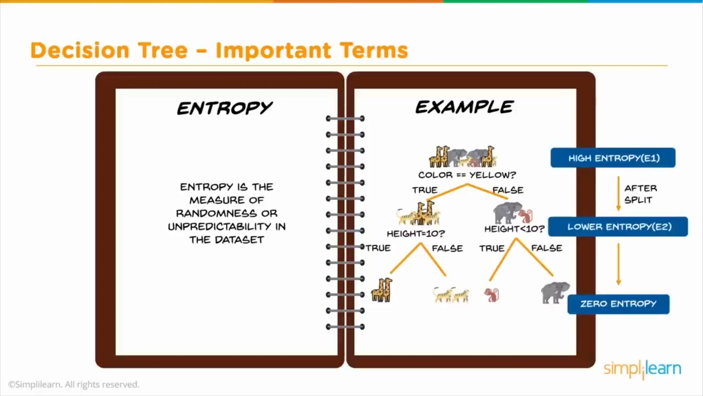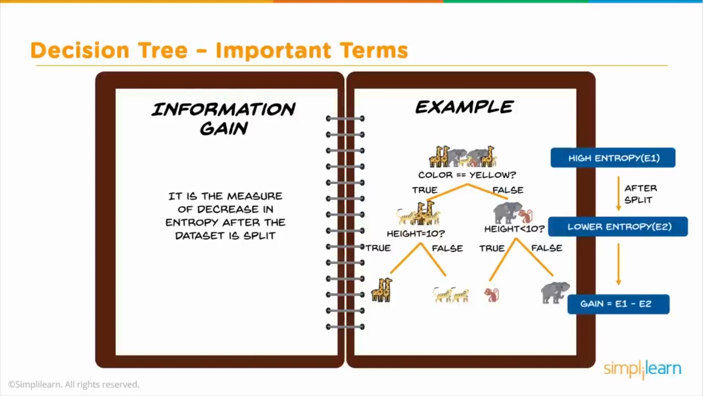So as we start splitting it into subgroups, we come up with our second definition, which is information gain. Information gain is a measure of decrease in entropy after the data set is split. So in this case, based on the color yellow, we've split one group of animals on one side as true and those who aren't yellow as false. As we continue down the yellow side, we split based on the height, true or false equals 10, and on the other side, height is less than 10, true or false.